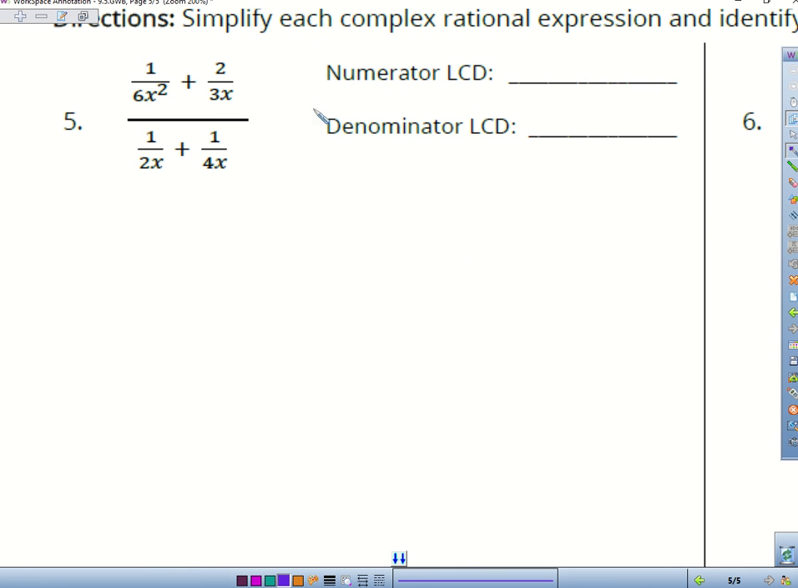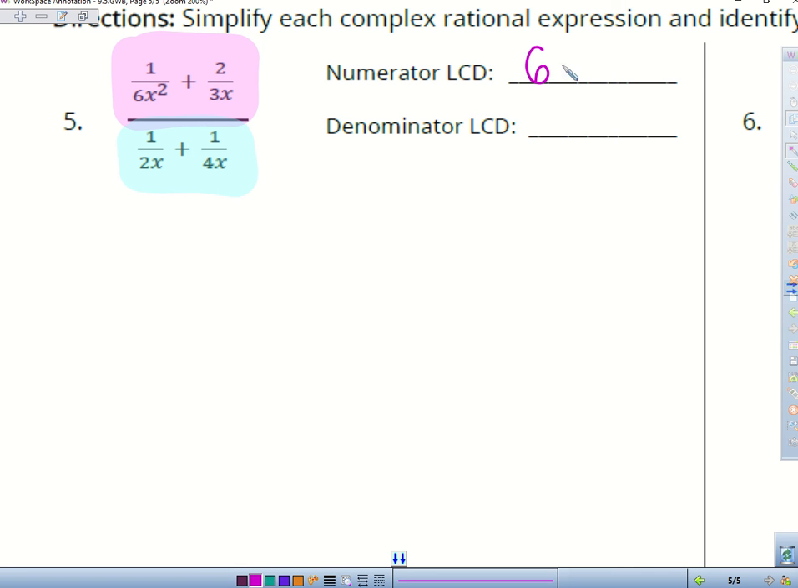So first thing we're going to look at is this top fraction. To keep everything consistent and easy to follow, I'm going to be color coding this. I'm going to do everything in pink that goes with the top, and everything in blue goes with the bottom, just so you can understand what's happening. So first and foremost, looking at these two denominators in the pink, what is their numerical LCD? 6. That's the smallest number that they both divide into.